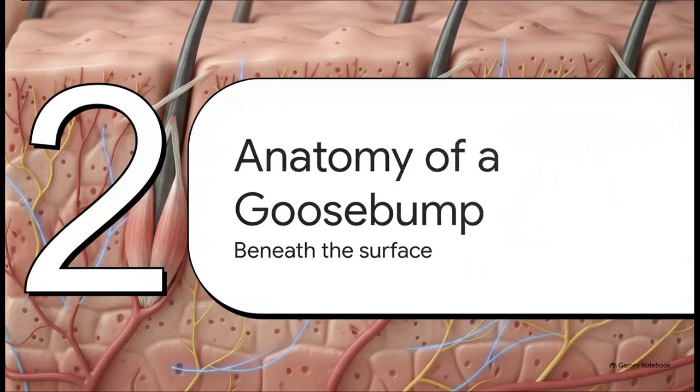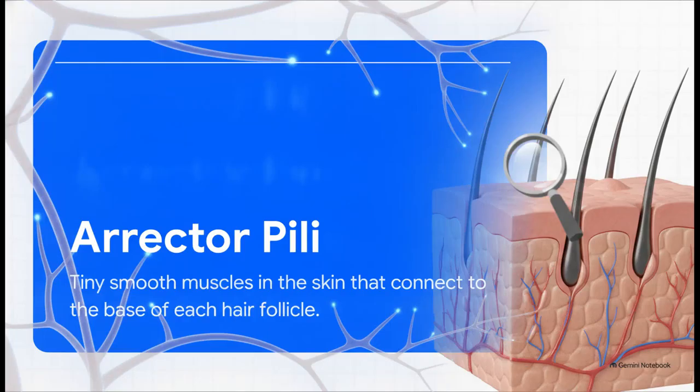Section 2. Anatomy of a Goosebump. Let's get under the skin for a second and meet the erector pili. These are infinitesimally small, smooth muscles located deep down in the mesenchyme layer of your skin. Every single hair on your body has one of these microscopic biological engines connected right to its base. Think of them like tiny biological levers.